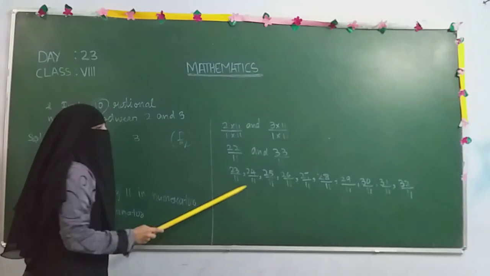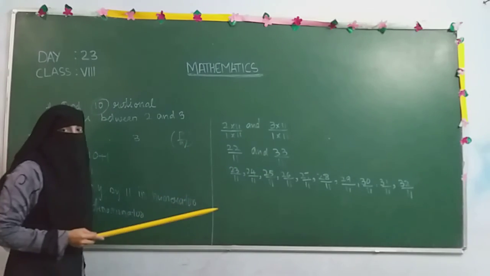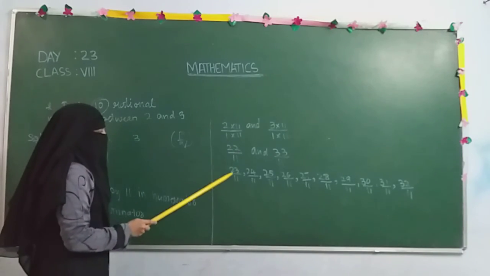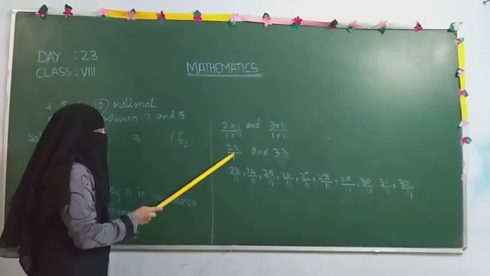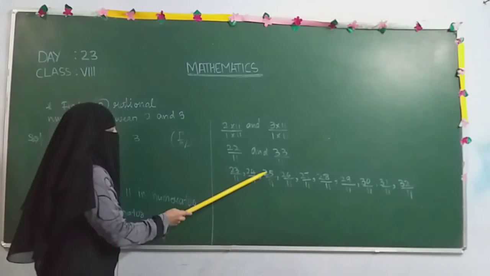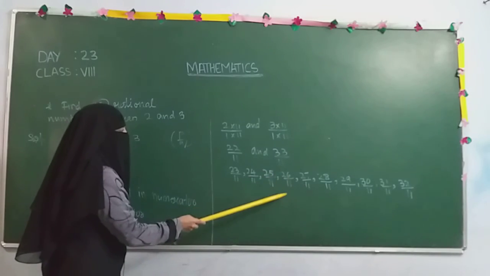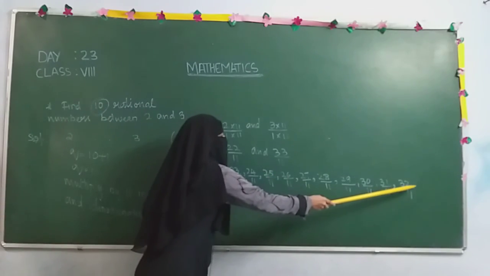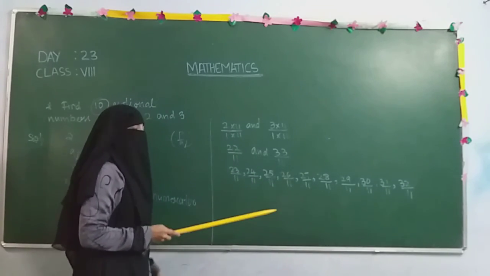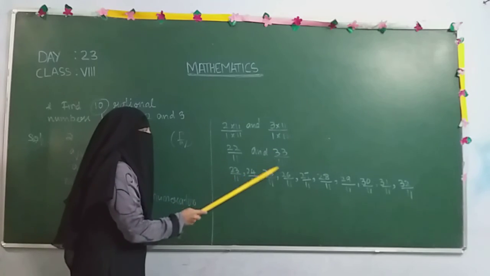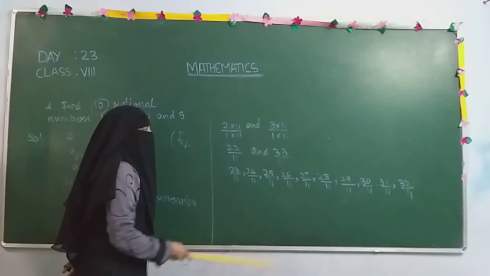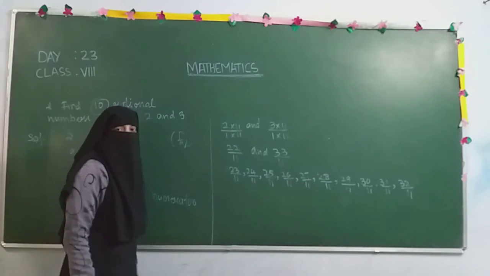Now between these numbers, it means we need to exclude these numbers. We should not include them. So between those numbers, what comes, I have written here: 23 upon 11, 24 upon 11, 25 upon 11, 26 upon 11, and so on up to 32. I have not written 33 because the question is to find the numbers between them, so I have excluded that number. We got up to 32 upon 11.